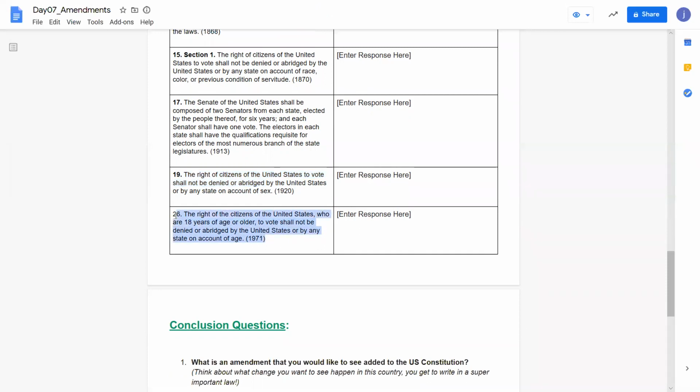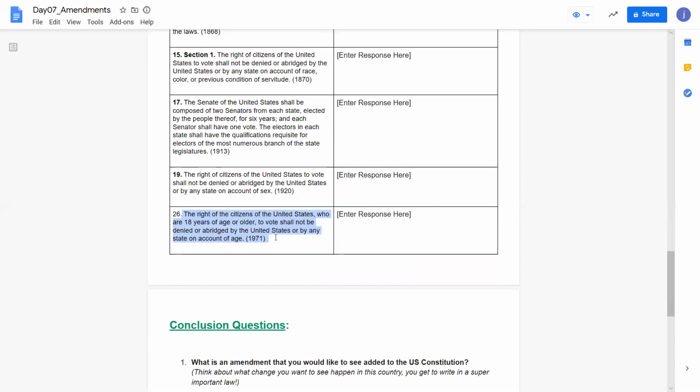And last one here, 26. The right of citizens of the United States who are 18 years or older to vote shall not be denied or abridged by the United States or by any state on account of age. Okay, and this amendment specifies who can vote and what the restrictions are here. This is clearly saying the right of citizens who are 18 years or older to vote shall not be denied or abridged on account of their age.